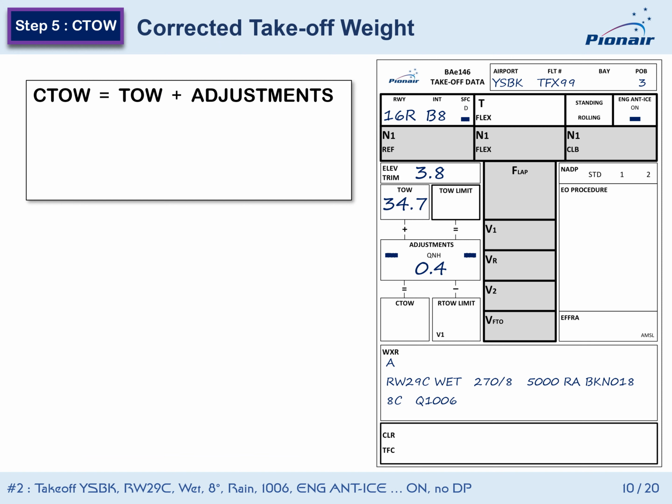Step 5 is the corrected takeoff weight, or CTOW. Once again, straight from the card, it's a simple addition to take the takeoff weight and add the adjustment. 34.7 tonnes and 400 kilos gives us a CTOW of 35.1, which we write on the card. And that's it for step 5. Let's move on to step 6.